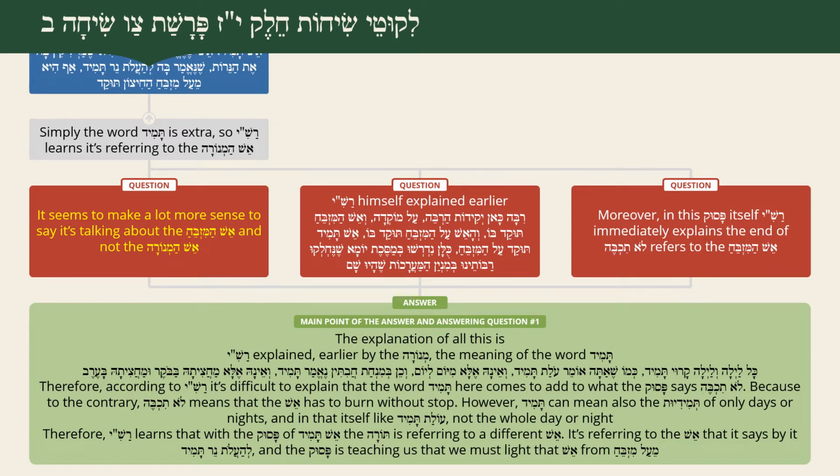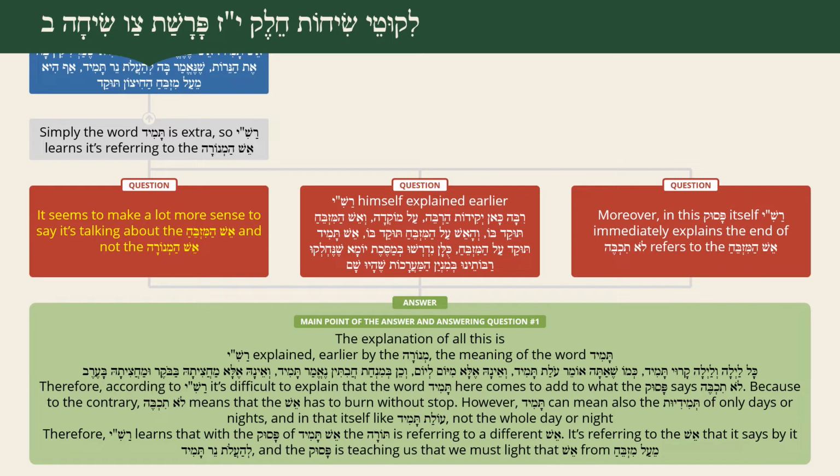So therefore, because of this difficulty, we see the difficulty in Pshuta Shel Mikra of learning the pasuk literally. And therefore, because of this difficulty, Rashi learns that with the pasuk of Eish Tamid, the Torah is referring to a different Eish. It's referring to the Eish that it says by it, L'haalos Ner Tamid, which is by the menorah. And the pasuk is teaching us that we must light that Eish of the menorah from the Mizbeach. So that answers our first question.